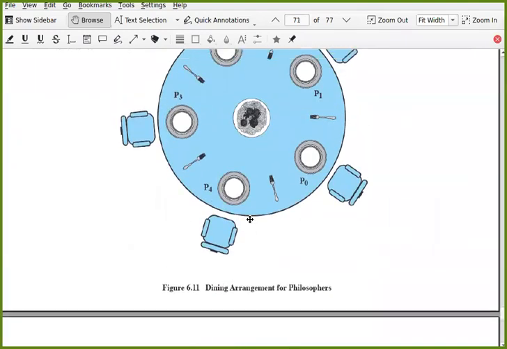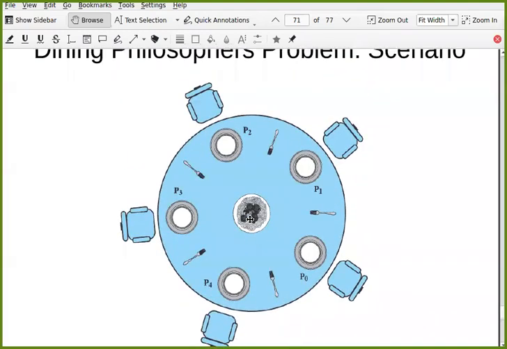Suppose the worst condition, let me show you. Suppose all five philosophers feel hungry at the same time. They sit on their chairs and all of them have already taken one fork, which was on their left side, let's say. So this fork is taken by this philosopher, this fork by this philosopher, and so on.